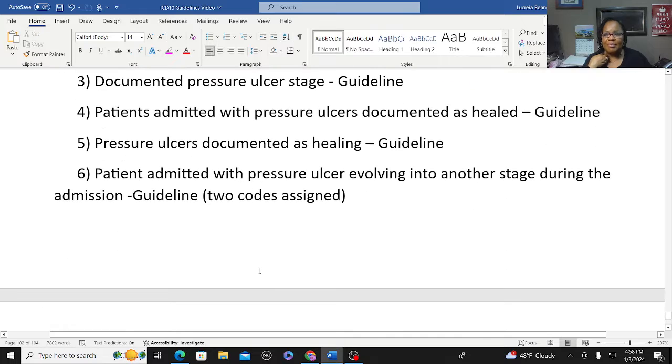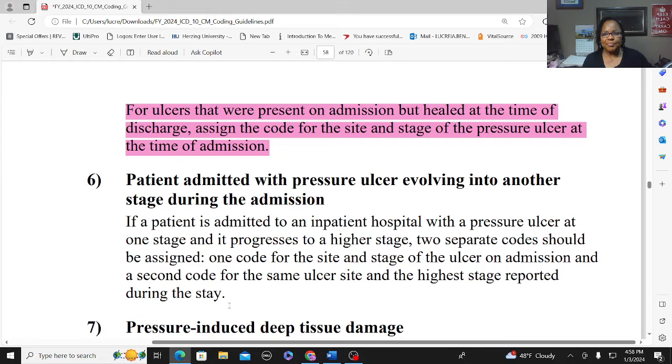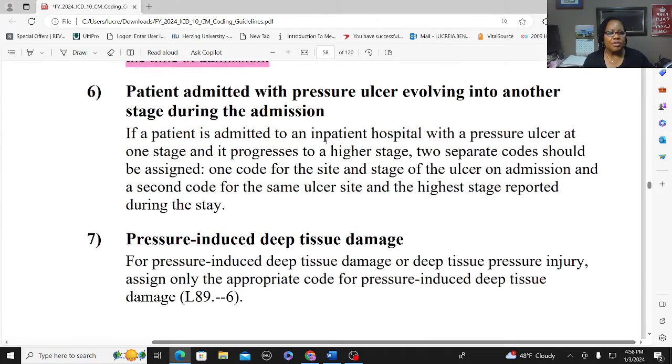All right, we're down to number 6. Patient admitted with pressure ulcer evolving into another stage during the admission. And I got a note here that says guidelines, 2 codes assigned. If a patient is admitted to an inpatient hospital with a pressure ulcer at one stage and it progresses to a higher stage, 2 separate codes should be assigned. One code for the site and stage of the ulcer on admission, and a second code for the same ulcer site at the highest stage reported during the stay. So again, if it progresses or evolves, then identify what it was on admission and also identify what it is, or it at its highest stage level.